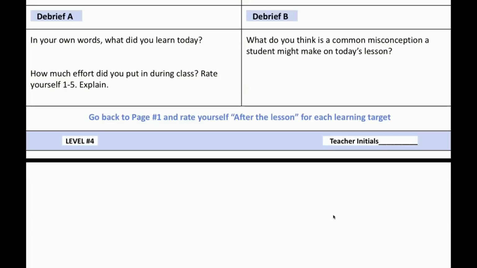To close out this lesson, make sure to answer our debrief problems. In your own words, what did you learn today? How much effort did you put in during class? Rate yourself 1 through 5. Explain. And what do you think is a common misconception or a common mistake a student might make on today's lesson?